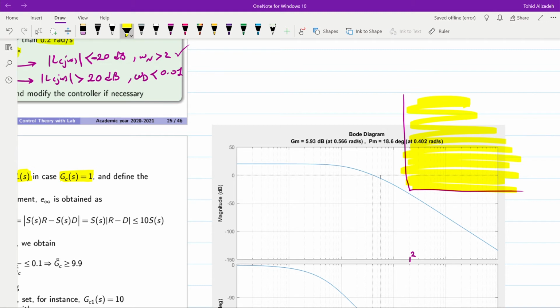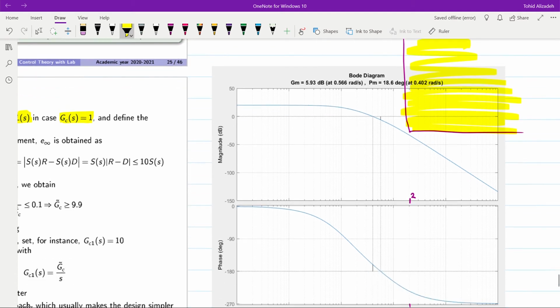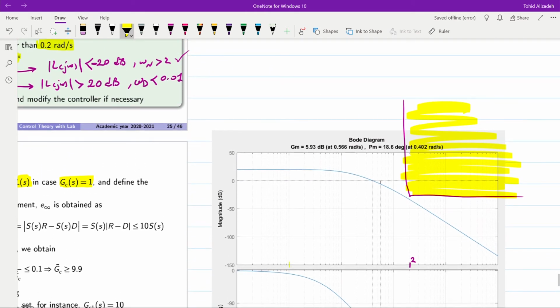attenuation. For the disturbance rejection, we need to have the amplitude of L bigger than 20 dB for frequencies smaller than 0.01. The frequency is here. And we need to have the amplitude bigger than 20 dB. So here we have the 20 dB. Therefore, this will be the dangerous zone for the disturbance rejection. So we can see that we are on the border. We need to increase the amplitude a little bit at least for the low frequency part in order to have the requirement on the disturbance rejection satisfied. In terms of the noise attenuation, we are fine for now.